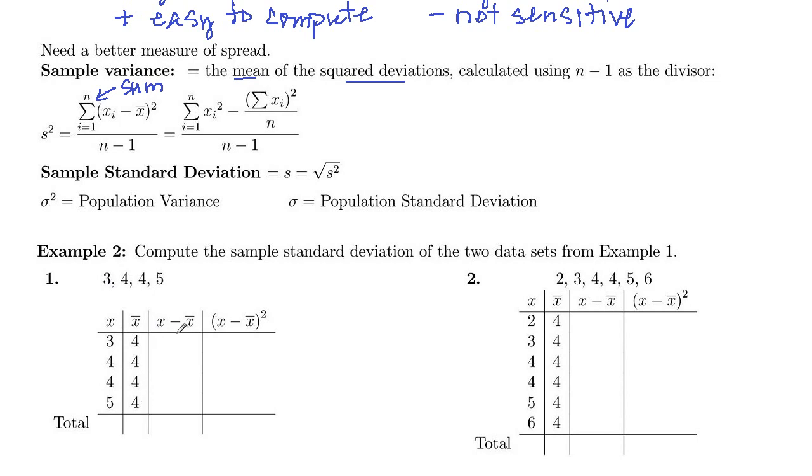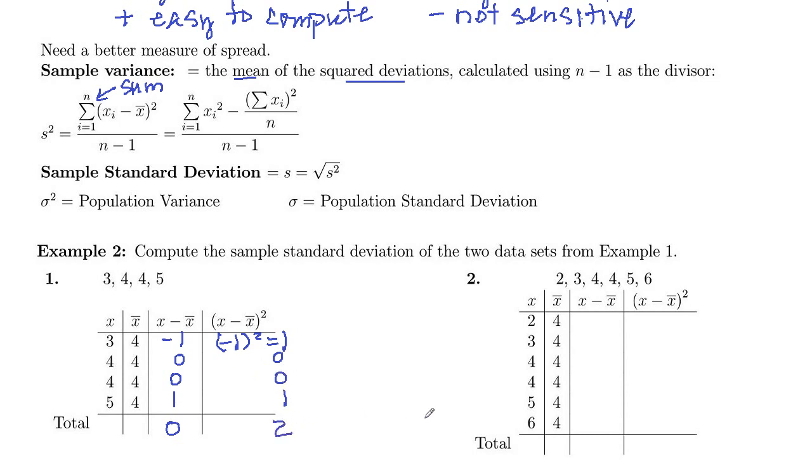And then this is the deviation column, x minus x bar. So 3 minus 4, negative 1. 4 minus 4, 0. 4 minus 4, 0. And 5 minus 4, 1. And notice if you add up those deviations, you get 0. That always happens. That's why we square the deviations, because if we just averaged the deviations, we'd always get 0. So we average the squares of the deviations. Negative 1 squared is 1. 0 squared is 0. 0 squared, 0. And 1 squared is 1.